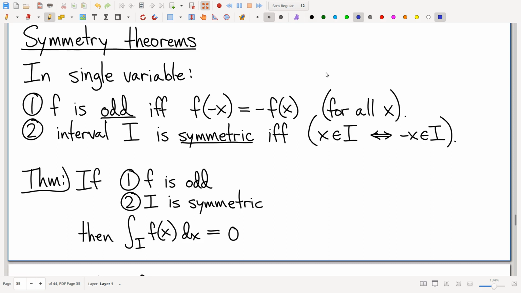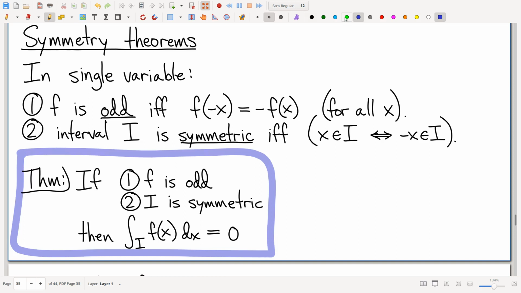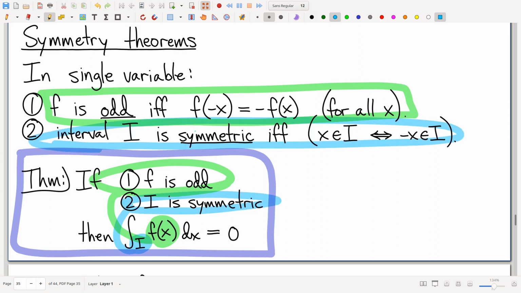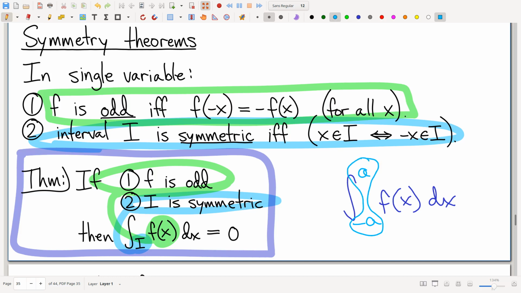I'm going to start off with a theorem y'all have already seen before. This is a single variable calculus theorem. But if you have an integral where your integrand is odd, and if your domain is symmetric, meaning this, now let me write this down, just in practice how you probably saw a domain that is symmetric. You probably saw the bounds as being negative a to a, right? Symmetric in the sense that the upper bound and the lower bound are negatives of each other.